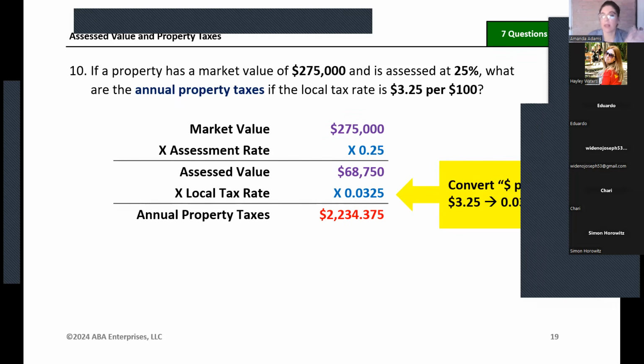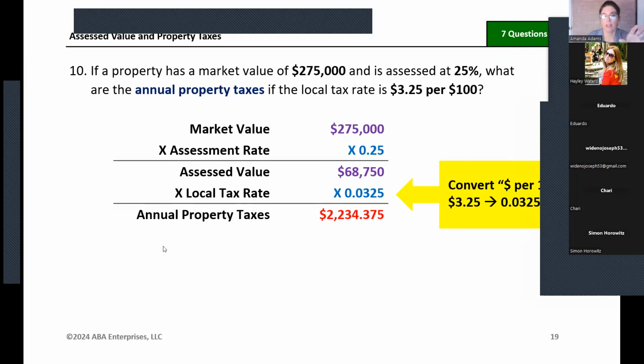Okay. So we got this, right? We got this down. So market value times assessment rate gives us assessed value, then assessed value times local tax rate gives us annual property taxes.